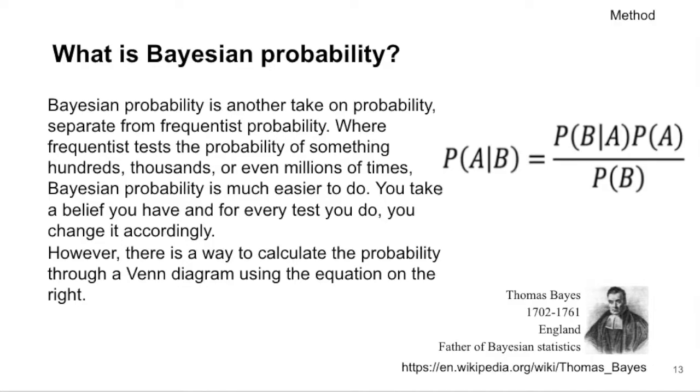In the bottom right of the slide, you can see an image of Thomas Bayes, the father of Bayesian statistics. He is from England and only lived a short 59 years. On a side note, Bayesian statistics is a crucial part of the development of artificial intelligence and machine learning.